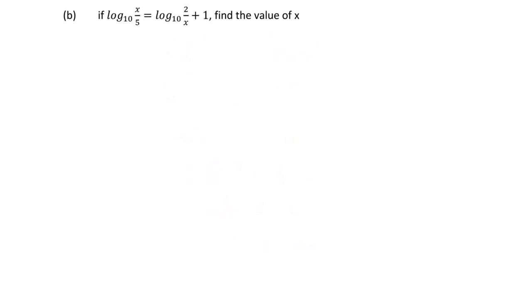Part B of the question: if log of x over 5 base 10 equals log of 2 over x base 10 plus 1, we are supposed to find the value of x. Okay, so this is the logarithm problem. We have to recall that log 10 base 10 equals 1. Now let us substitute this 1 with log 10 base 10. Then our equation is going to be log of x over 5 base 10 equals log of 2 over x base 10 plus log 10 base 10.